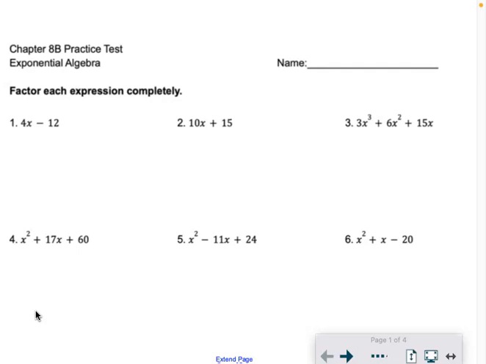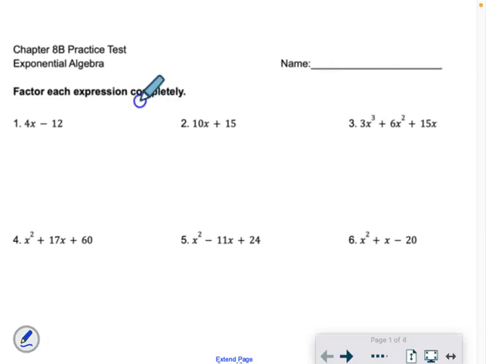Your Chapter 8B test is coming up really soon, and this is what it looks like. The first thing I would say about this test is all the directions are the same. It's factor each expression completely. So you're going to do as much as you possibly can to all of these problems. So how much can you possibly factor these?